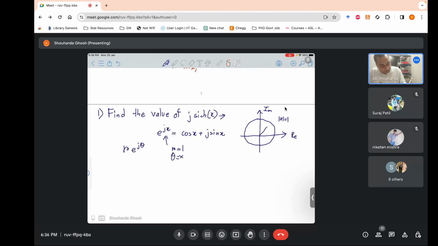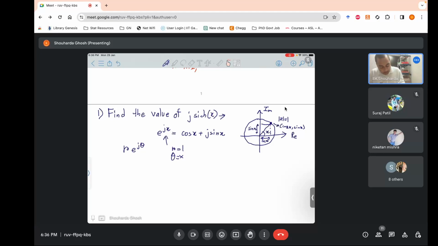And your theta is x. So what is this? Angle x. The coordinates of this point are cos x comma sin x. This length is cosine of x, this length is sine of x. So e to the power jx is cosine x plus j sine x.